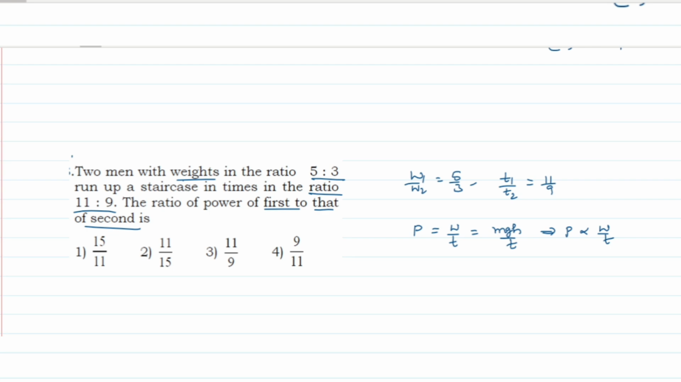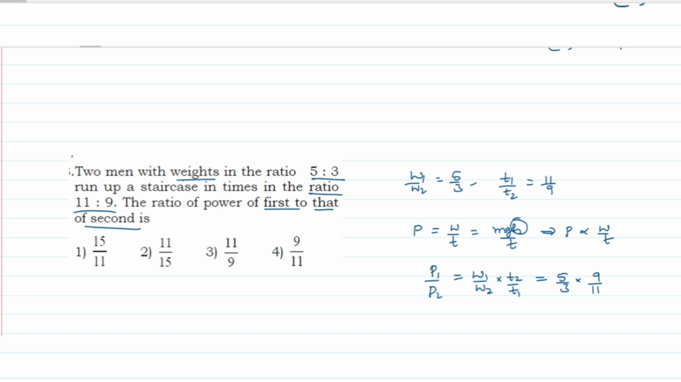Their weight by T, you can take. So here H you can make as constant in this case, students. So the ratio of the powers will be W1 by W2 into T2 by T1, which is nothing but the weights ratio is given as 5:3, and the times ratio is given as 9:11.